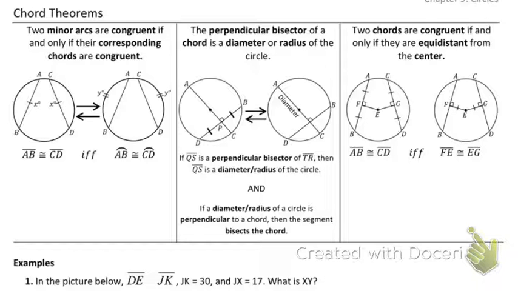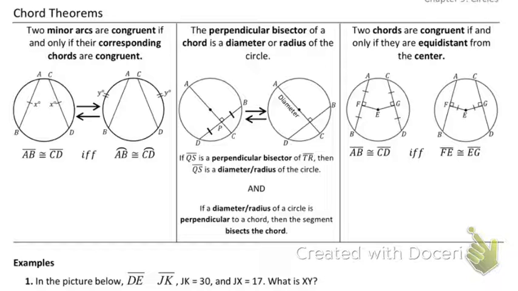Now, the next one that's a little more complicated says the perpendicular bisector of a chord is a diameter or radius of a circle. Here's my advice for you. If you ever see a 90-degree symbol on your circle, it means something important. Yes? Wouldn't the other side equal 90? What other side? All the other angles would equal 90 as well.